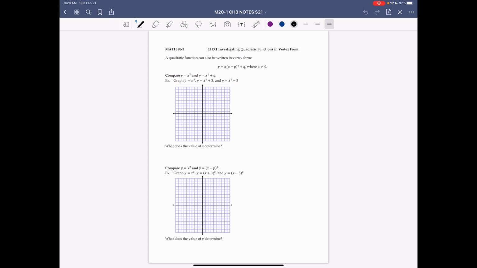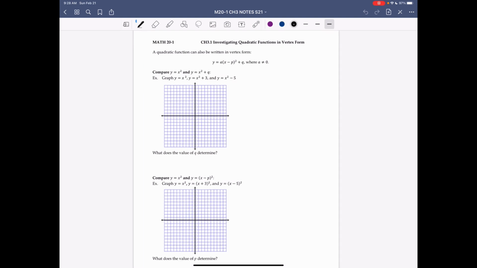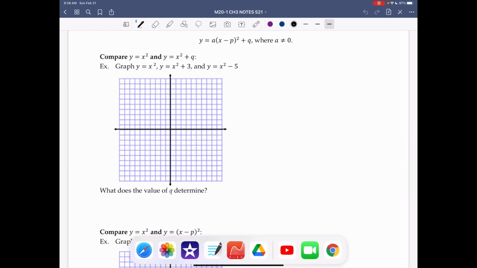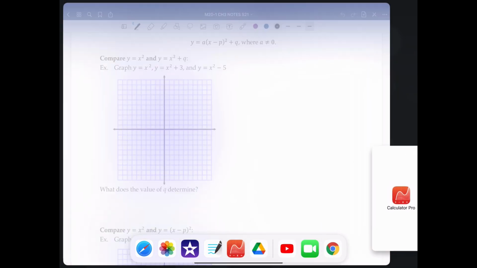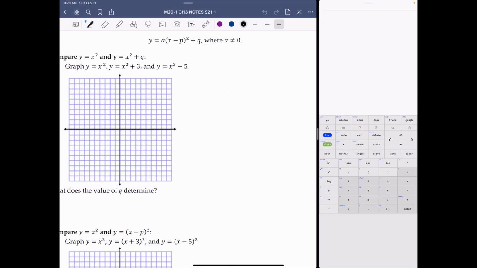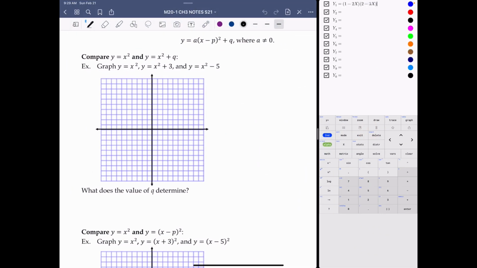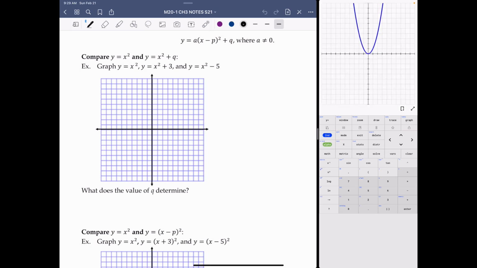Compare y equals x squared and y equals x squared plus q. Example, graph y equals x squared plus 3, and y equals x squared minus 5. Let's use our graphing calculator. Go to y equals, clear what you had, and enter x squared. Hit graph or draw, and we get the base quadratic function.